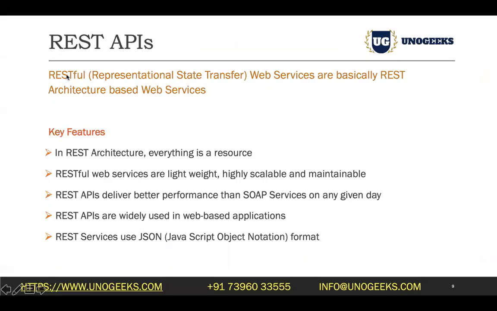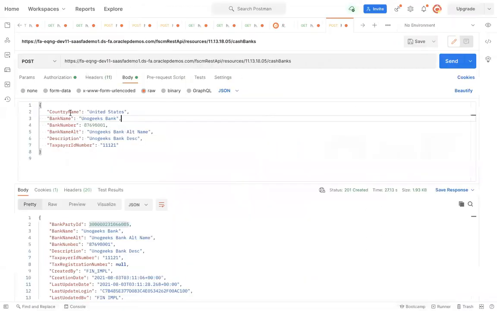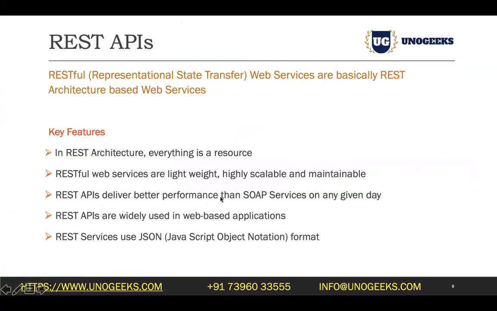REST stands for Representational State Transfer. That's the full form of REST APIs. They use the REST architecture, and in the REST architecture, everything we refer to as a resource. REST web services are quite lightweight, highly scalable and maintainable, because they use the JSON format, which is quite lightweight. And they deliver better performance than SOAP services. We haven't discussed SOAP services yet; we'll do it tomorrow. But yes, REST APIs deliver better performance than SOAP services.